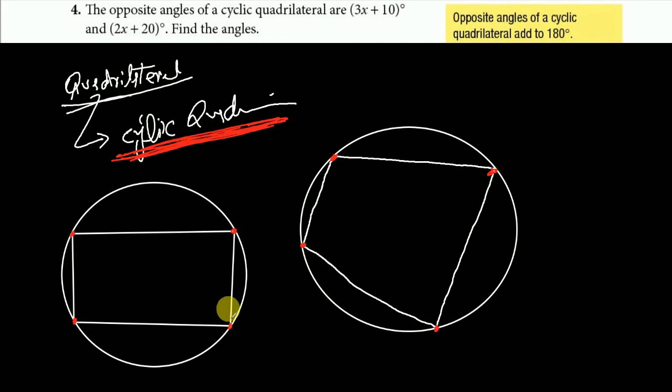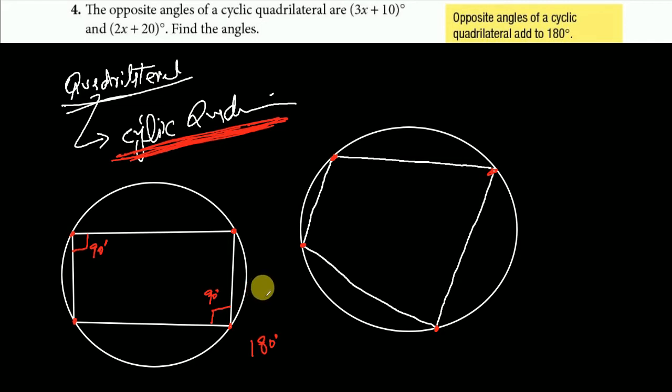Acha, if you look here, this angle is 90 degrees, and this angle will be equal to this angle, which is also equal to 90 degrees. So in a cyclic quadrilateral, the opposite angles sum to 180 degrees. Okay, 90 plus 90 is equal to 180 degrees. Yes, in a cyclic quadrilateral, the opposite angles will always sum to 180 degrees.